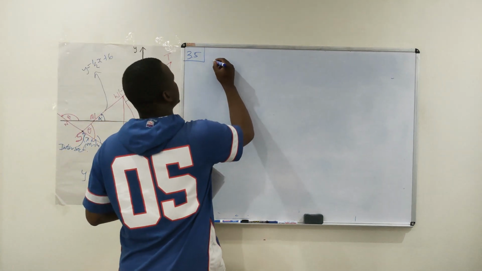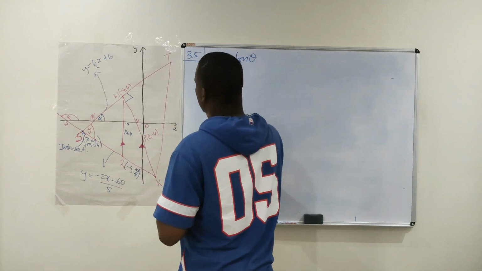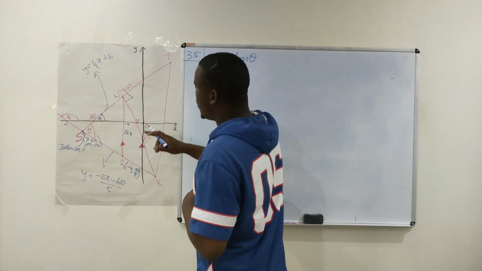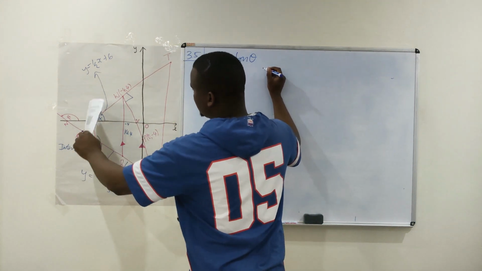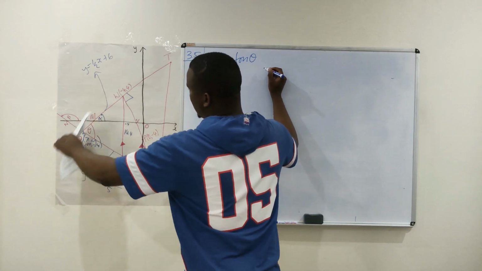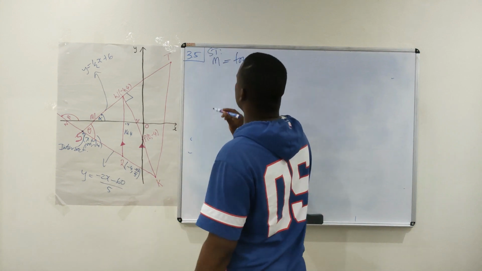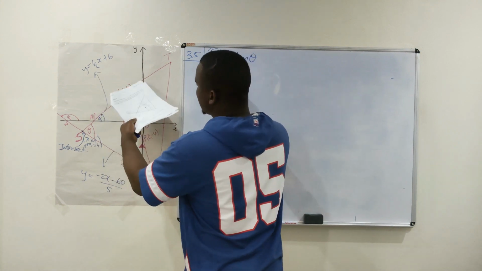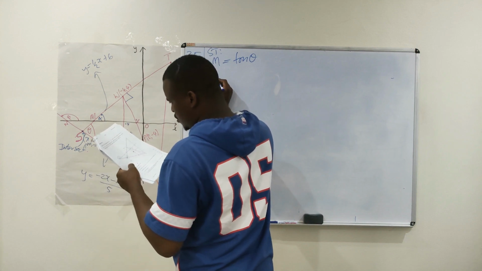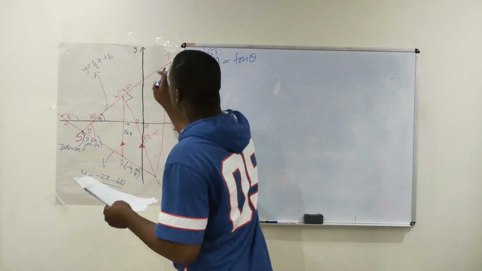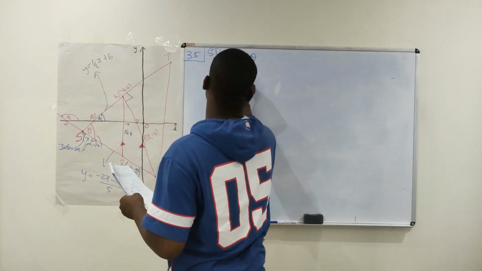So I'm saying, okay, M is equal to tan theta, right? I'll start with ST. M is equal to tan theta. So our M there was 3 over 4, right? No, it was 1 over 2. The gradient of this line was 1 over 2. 1 over 2 is equal to tan theta.